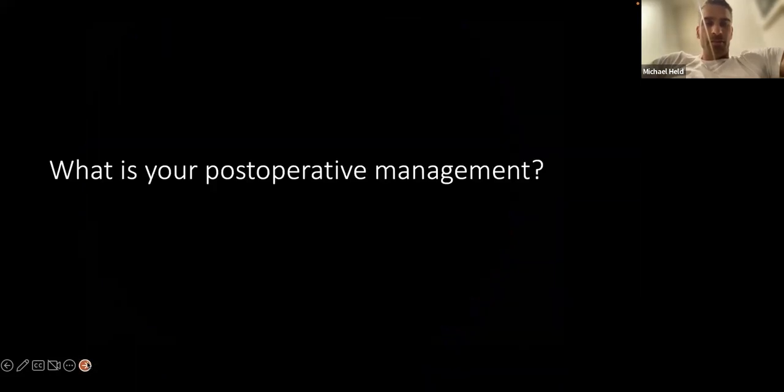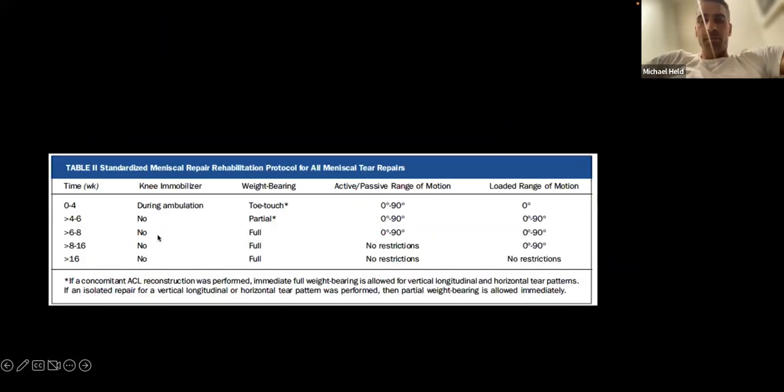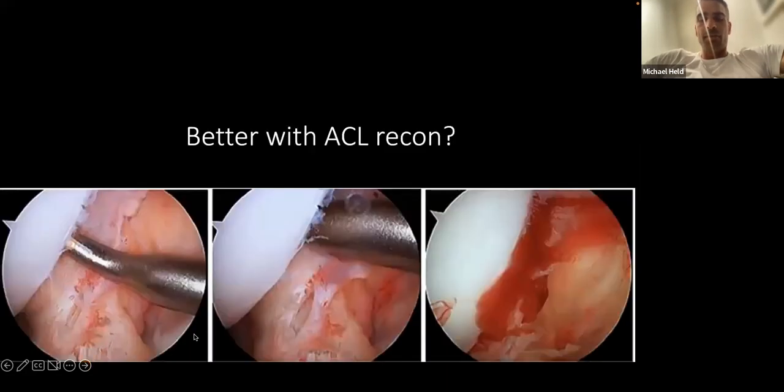Okay, postoperative management. We basically said that, hey, 90 degrees. So you're trying to avoid deep flexion and some weight bearing.